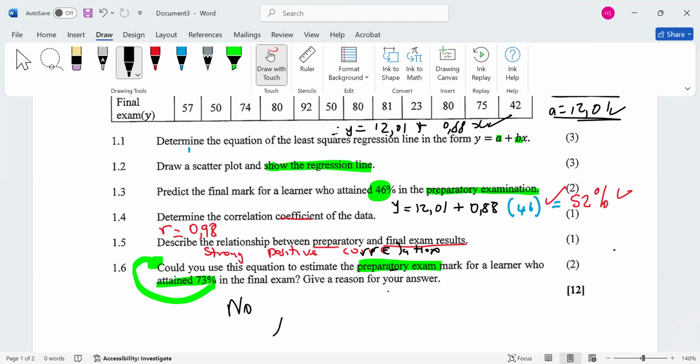What is the reason behind that? It's because the trial is the input. We use the trial to predict what is going to happen with the final. You wrote your trial first, so we are going to be using the trial. It makes sense.